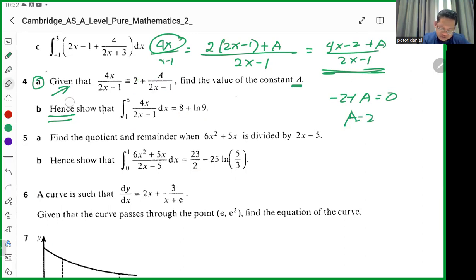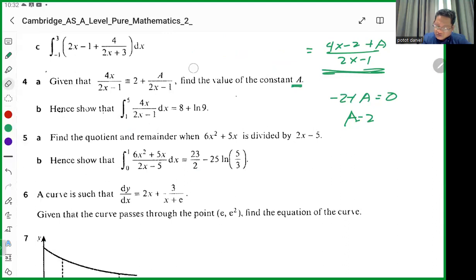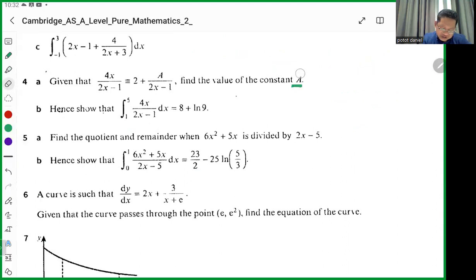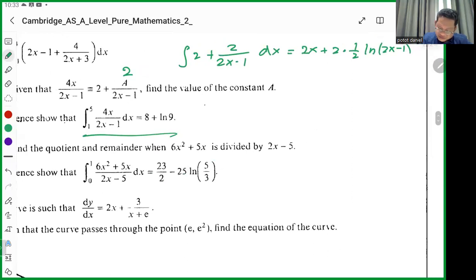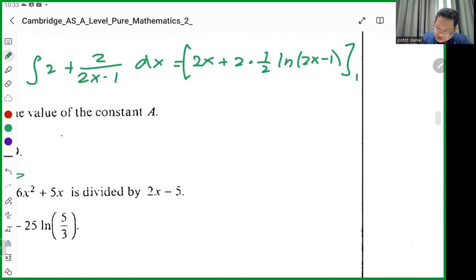Again, you can just pause the video and go back to each step by step. So I'm going to plug in this to be equal to 2. And now we will try to answer this question. You have there now the integral of 2 plus 2 over 2x minus 1 with respect to x is equal to 2x plus 2 times 1/2 ln 2x minus 1. And then you have there from 1 to 5.